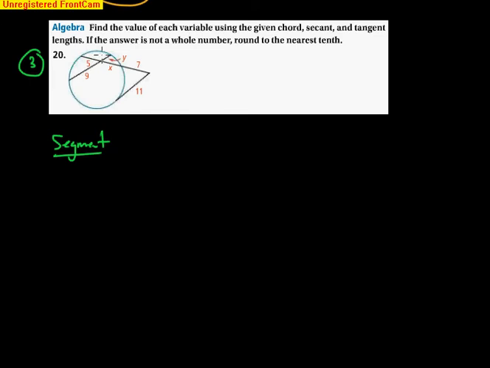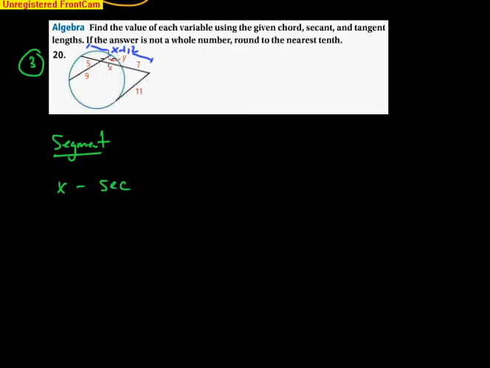So I'm going to try my best here with blue to go above here. So what is the whole secant? Well, it's this 5 plus this x plus that 7. Well, 5 and 7 is 12. This whole secant is x plus 12. So to find x, we're going to use a secant.